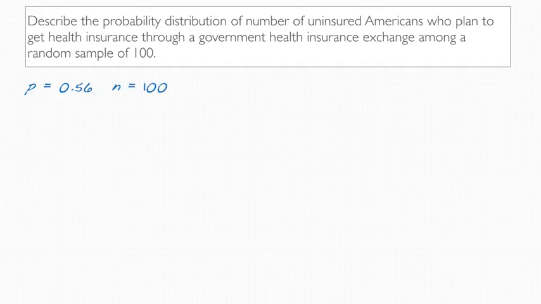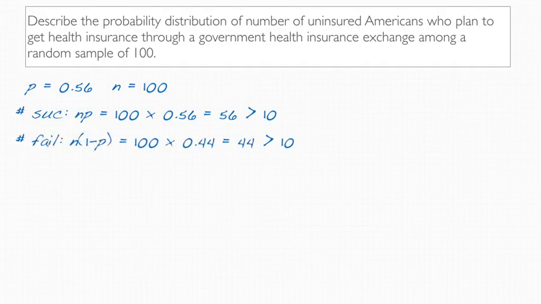This seems like a largish sample size, so let's see if it's actually large enough to yield a nearly normal distribution. The rule was that we need at least 10 expected successes and 10 expected failures. Expected number of successes is 100 times 0.56, which is 56, which is indeed greater than 10. And the expected number of failures is 100 times 0.44, which is equal to 44, which is also greater than 10. So we do know that the shape of the distribution will be nearly normal.